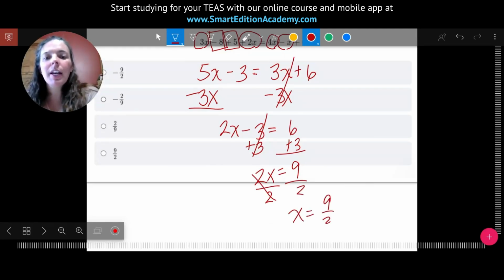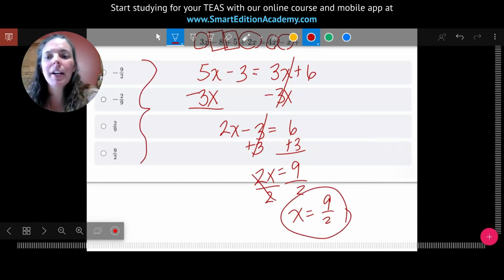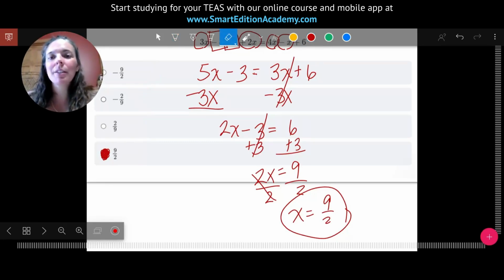So I'm noticing that in my answers, all my answer options were fractions, so it's fine to leave it as 9 over 2. If it had been decimals, you could just divide 9 by 2 to get your final answer. But because they left it as fractions, then we are okay.